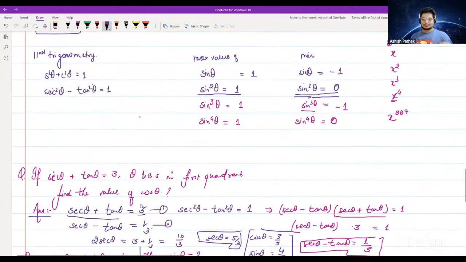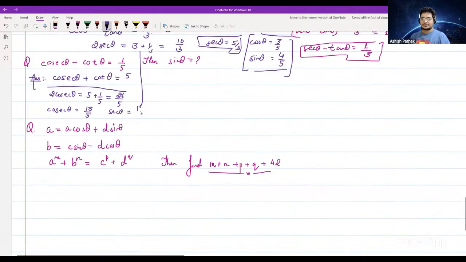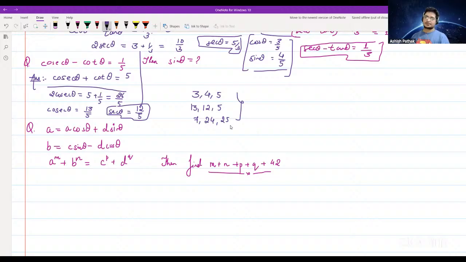Okay, so here we will get the answer as 12 over 5. So sec theta is 12 over 5. Always, with 3, what is the Pythagorean triplet? 3, 4, 5. And for this one, you are getting 13, 12, and 5. Clear? With 7, you will say 7, 24, and 25. These all are Pythagorean triplets.